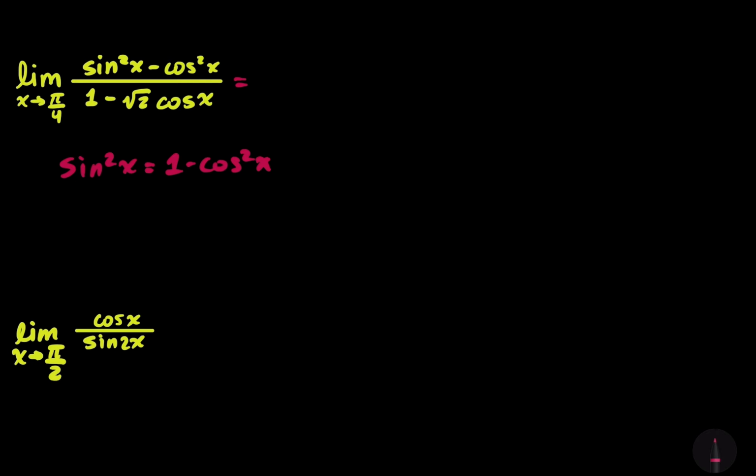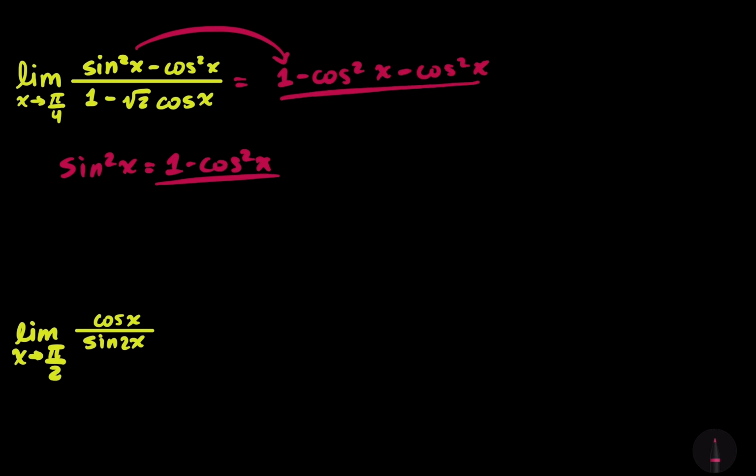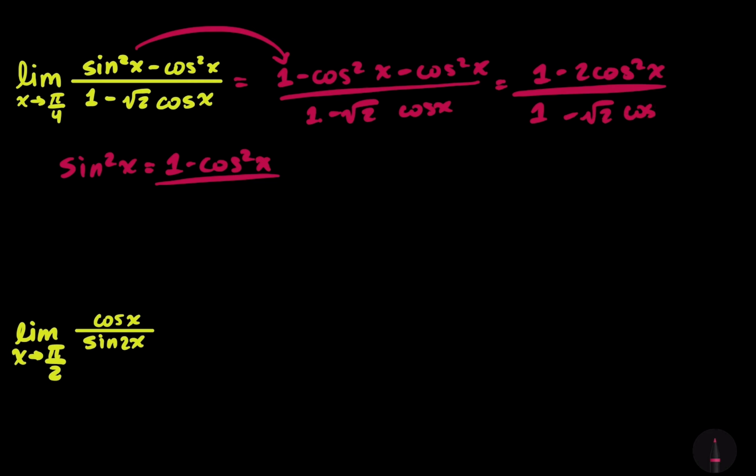And so we can replace this sine squared of x with essentially 1 minus cosine squared of x. So we'll get 1 minus cosine squared of x minus cosine squared of x. We're going to divide that by 1 minus the square root of 2 cosine x. And we see over here we'll get 1 minus 2 cosine squared of x divided by 1 minus the square root of 2 cosine x.